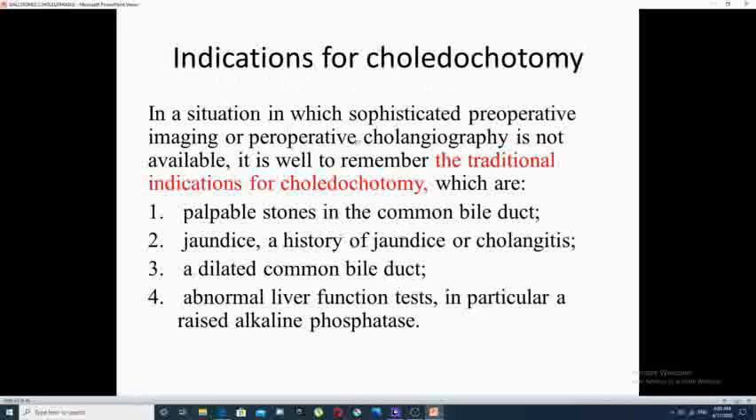In a situation in which sophisticated preoperative imaging or preoperative cholangiography is not available, it is well to remember the traditional indications for exploration, which are: first, a palpable stone within the common bile duct at the time of cholecystectomy; second, jaundice or a history of jaundice or cholangitis; third, a dilated common bile duct on preoperative investigation by ultrasound or MRI, in particular with a raised alkaline phosphatase.